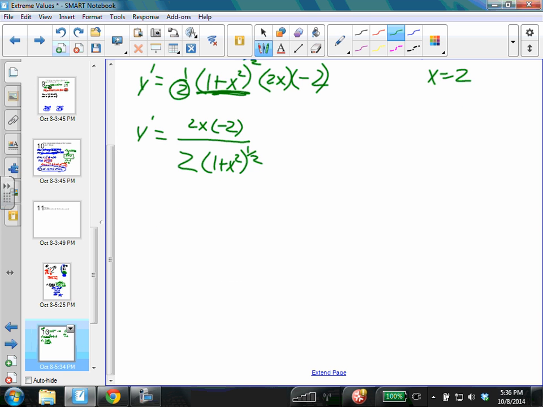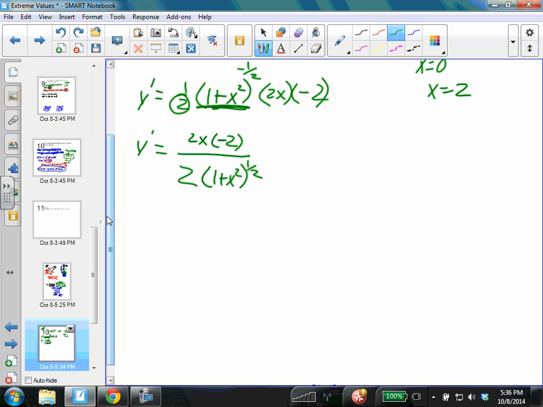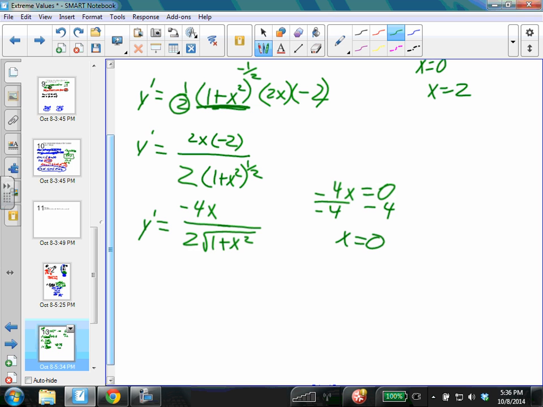So all I did was split stuff into the top and the bottom, right? I want to make this fraction. Hopefully you remember the nice thing about a fraction is you can just set each piece equal to 0. So -2x, sorry, this will be -4x, won't it? So -4x over 2 times, and remember that's a square root, 1 plus x squared, right? 1/2 power is a square root. And so now if I'm looking for where it's 0, then I just take the top and set it equal to 0. Well, divide by -4, and x is 0.